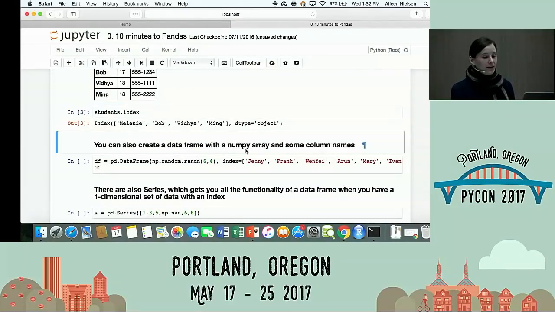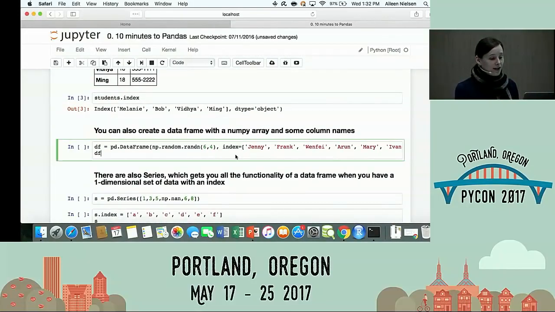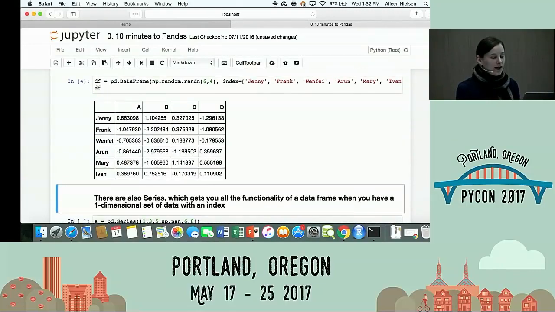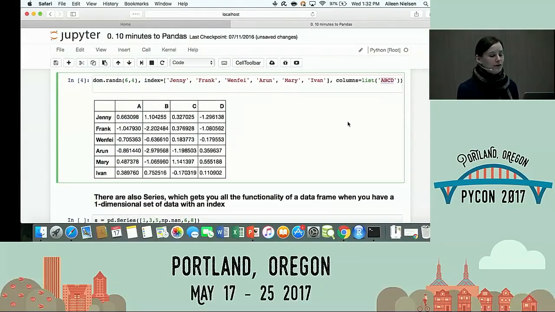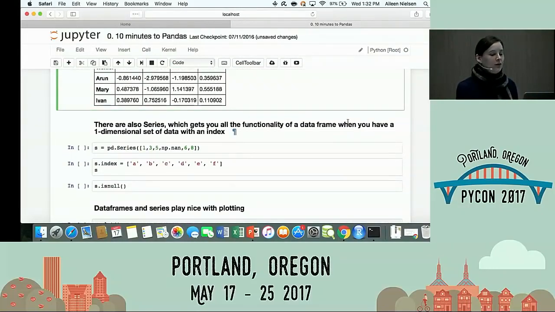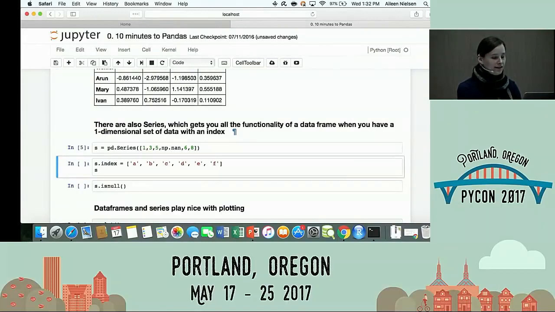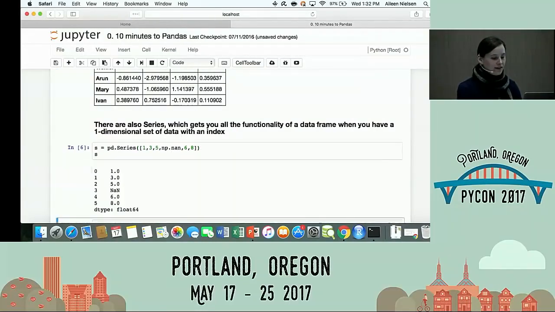You can also create a data frame with NumPy arrays and column names. That's what I did here. Same thing, I have an index. In this case, I'm using names, and I can provide a list of column names in a variety of ways. You also have series, which is really just like a single column in a data frame. That's also really easy to do. Here's my series, and I can look at my series.